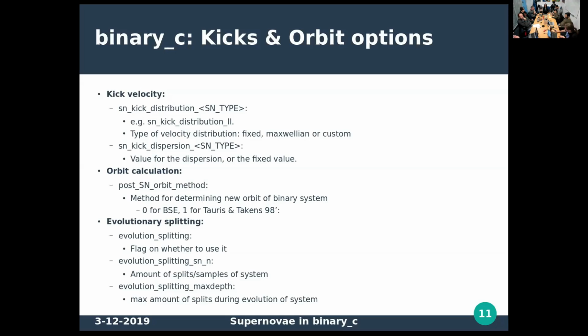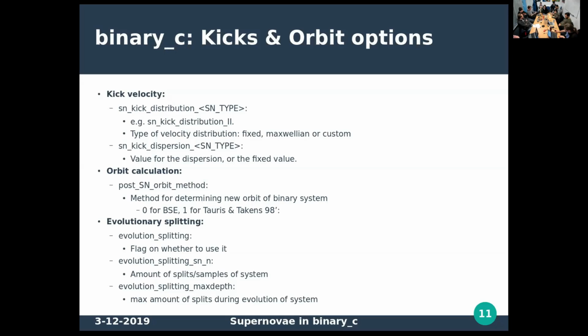Okay, and then there's the evolutionary splitting that Rob also talked about. The thing with the kick is that it's actually the only big thing that's a real random pick. What you can do is split the evolution of this binary system to sample more kicks, starting from the same supernova. You can just sample 10 kicks in different directions and then see where the evolution afterwards ends up.